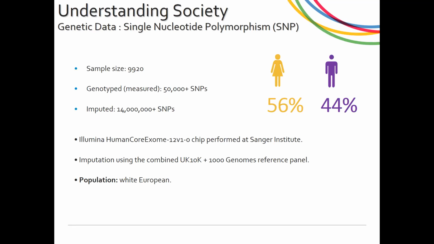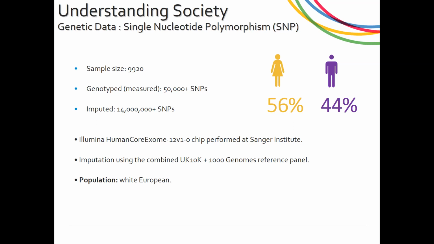So Mina and Anna quite often use genomic, and sometimes we also call it genetic, but basically what we mention here is just the SNP data. For Understanding Society, the sample size for SNP data is 9,920, so just a little bit below 10,000. We have genotyped, which means physically measured, about 50,000 SNPs, and some 40 million SNPs imputed.